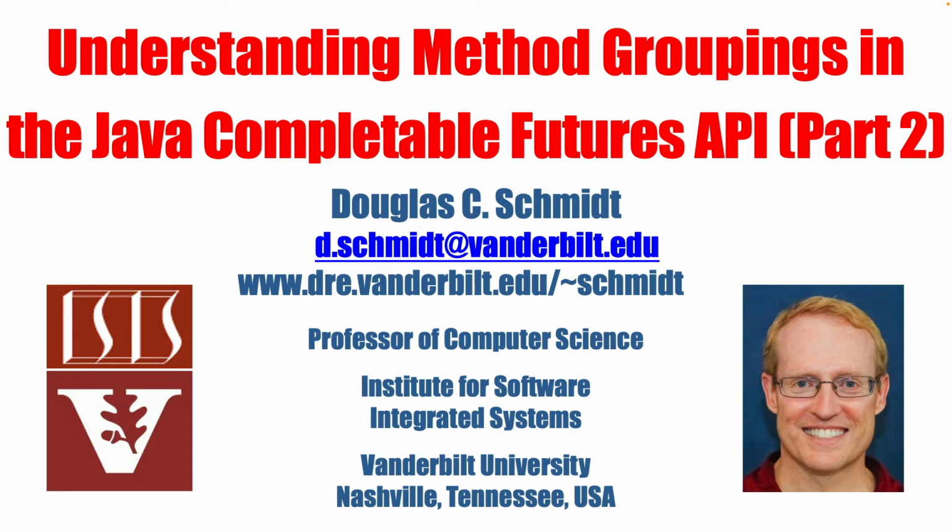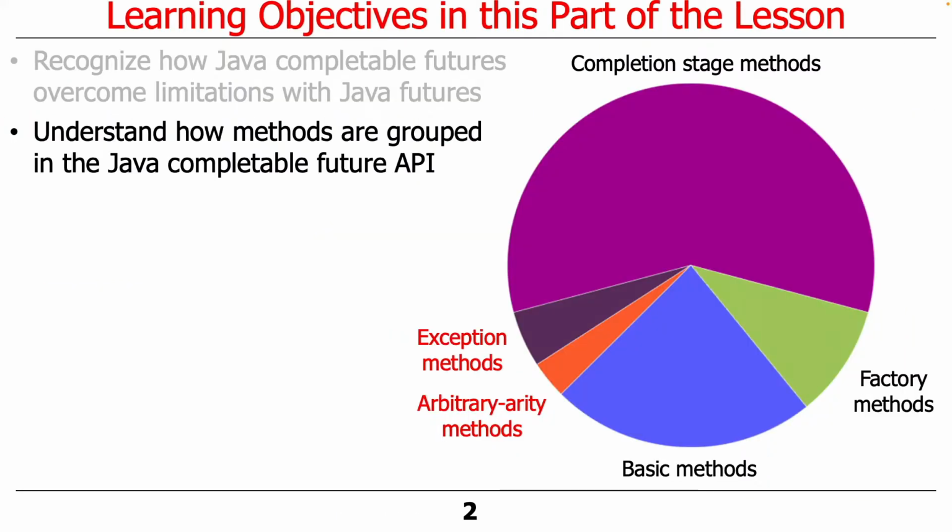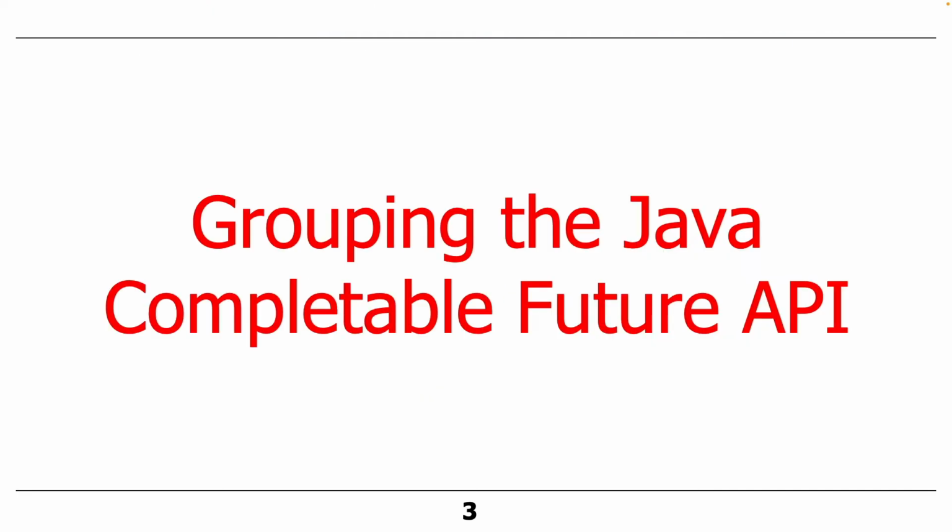We're now going to focus on part 2 of our lesson that describes method groupings in the Java Completable Futures API. Again, recall the reason we're having this discussion in the first place is there's 60+ methods in the Java Completable Futures API, and so we don't want to have to try to digest all of them in one fell swoop, but instead we break them up into these little groupings. Previously, we talked about basic methods, factory methods, and completion stage methods. We're now going to round out our discussion with focus on exception methods and so-called arbitrary-arity methods.